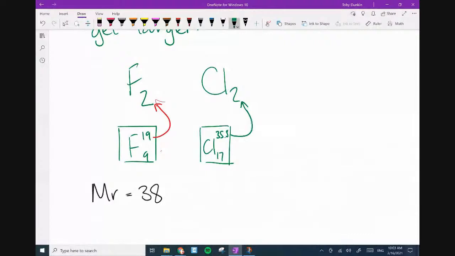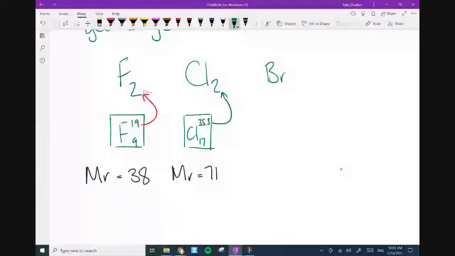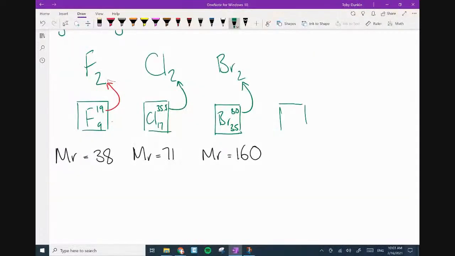Bromine, holy moly, now I'm going to remember symbols. Bromine is element number 35, and its relative atomic mass is 80 times 2. The Mr for bromine, this is big now, is 160. And iodine? I'm not going to get iodine correct.